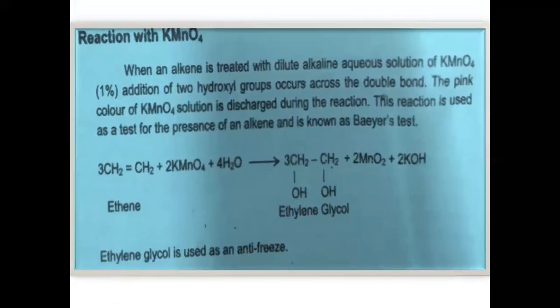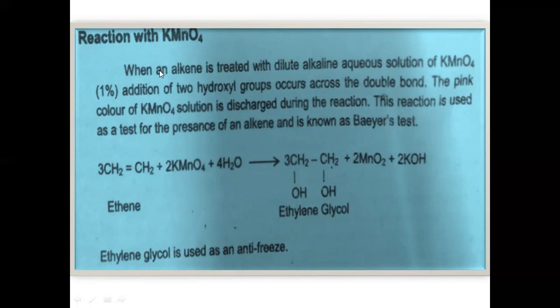Next chemical property of alkene is reaction with potassium permanganate, and this potassium permanganate test we also use for the identification of unsaturated compounds. This test is called Bayer's test. Both the bromine water test and the Bayer test we use for testing unsaturation in a compound. So what is Bayer test?